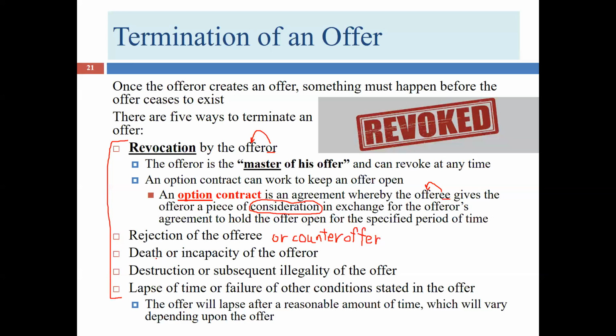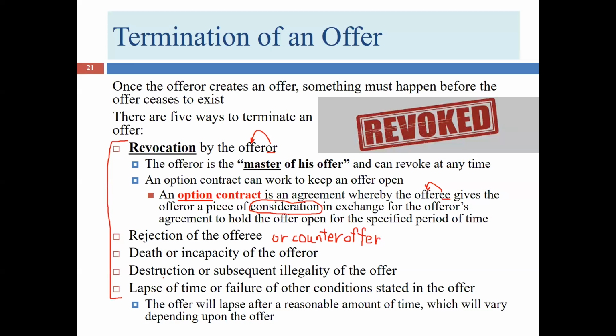Another way to terminate an offer is for the offeror to die or be incapacitated. Now keep in mind this only works when it's an offer outstanding. Once there's actually an agreement, the death of one of the parties does not typically, there's some exceptions, cause the whole contract to go poof. The contract is still in force, so it's only when we have an unaccepted offer that the death or incapacity of the offeror causes the offer to go poof.